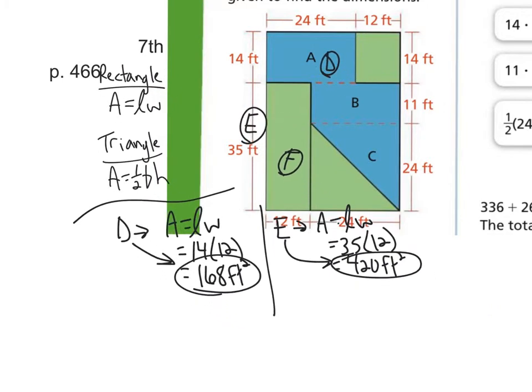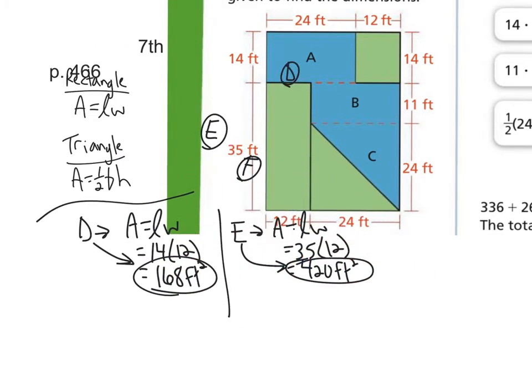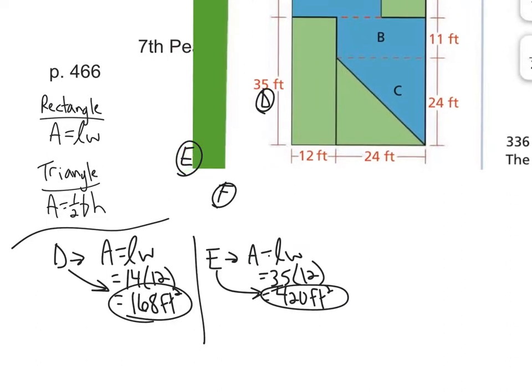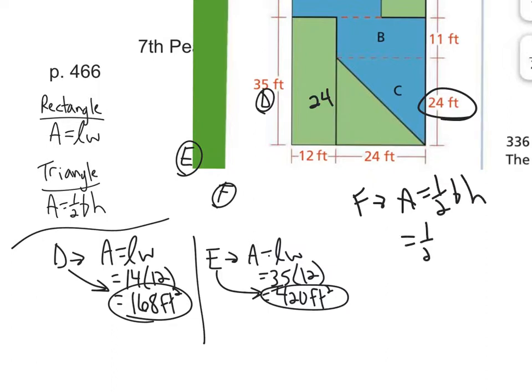And then one more we've got is F, which is our triangle. So for the triangle, I can see the 24 over here. See 24, that's the same as this. So for F, it's 1/2 base times height. And that we already worked because that should be the same as our other triangle.